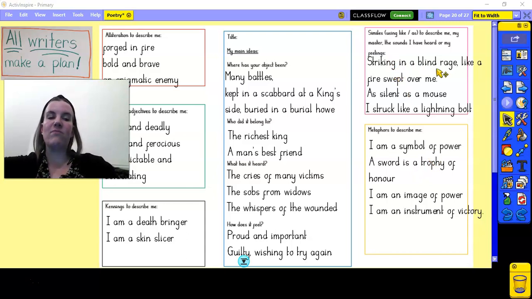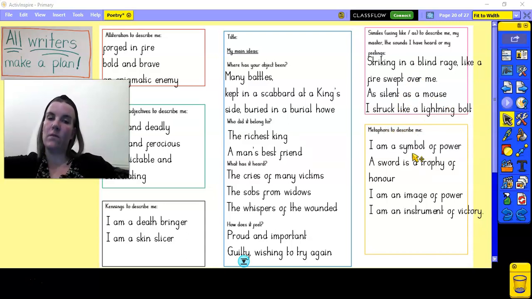Striking in a blind rage, like a fire swept over me. Remember, me is the sword. Okay, so the "like" is what makes that a simile. Like a fire swept over me. Okay, so angry, as silent as a mouse, or I struck like a lightning bolt. Again, the "like" and the "as" make those the similes.